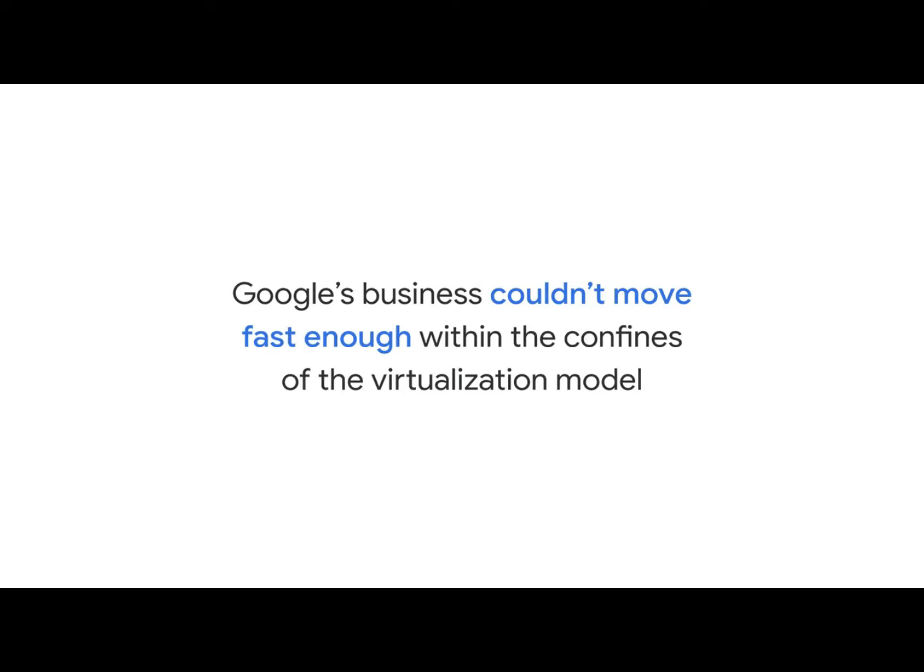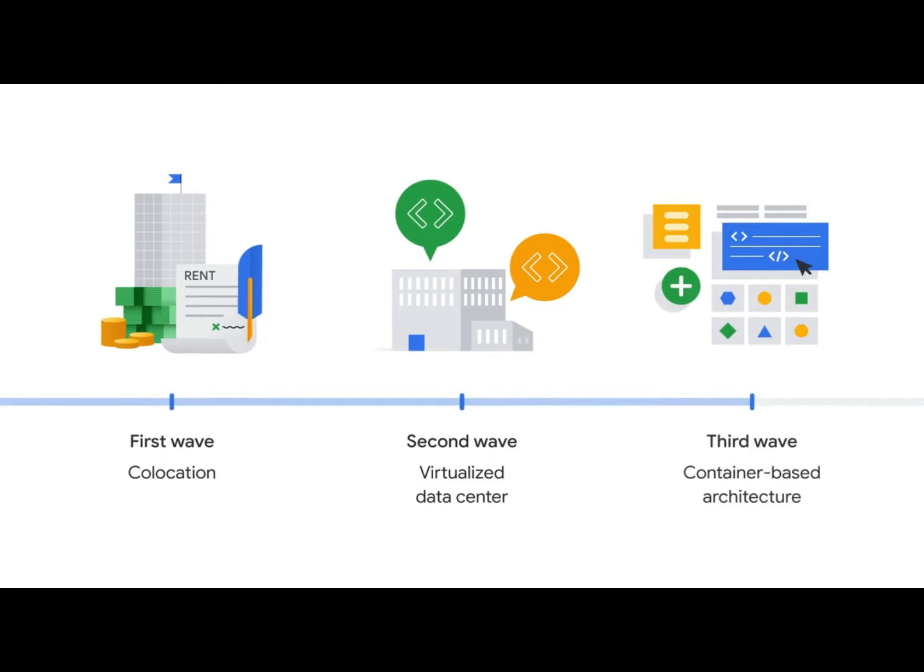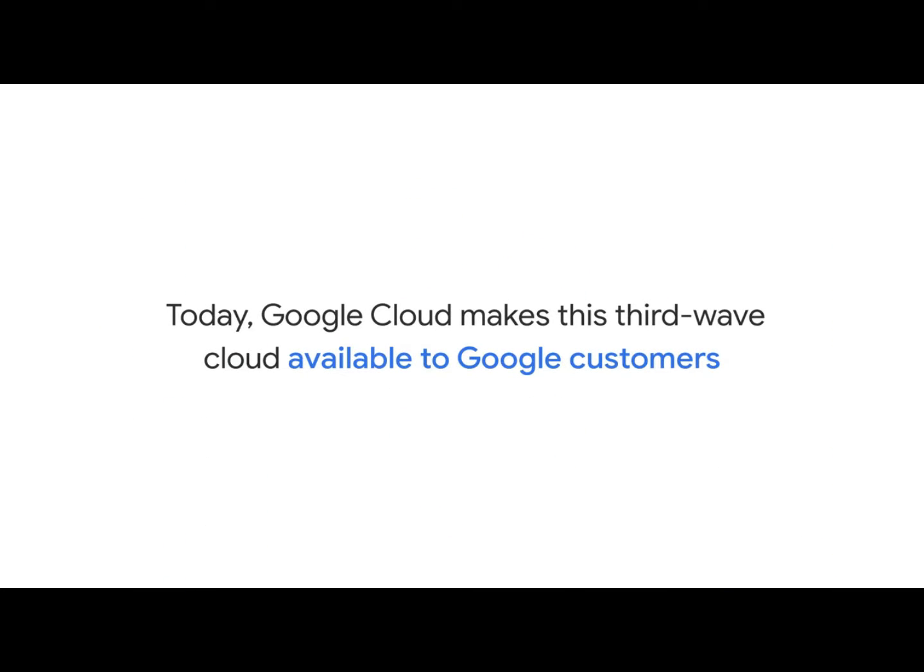Several years ago, Google realized that its business couldn't move fast enough within the confines of the virtualization model. So Google switched to a container-based architecture, a fully automated, elastic third-wave cloud that consists of a combination of automated services and scalable data. Services automatically provision and configure the infrastructure used to run applications. Today, Google Cloud makes this third-wave cloud available to Google customers.